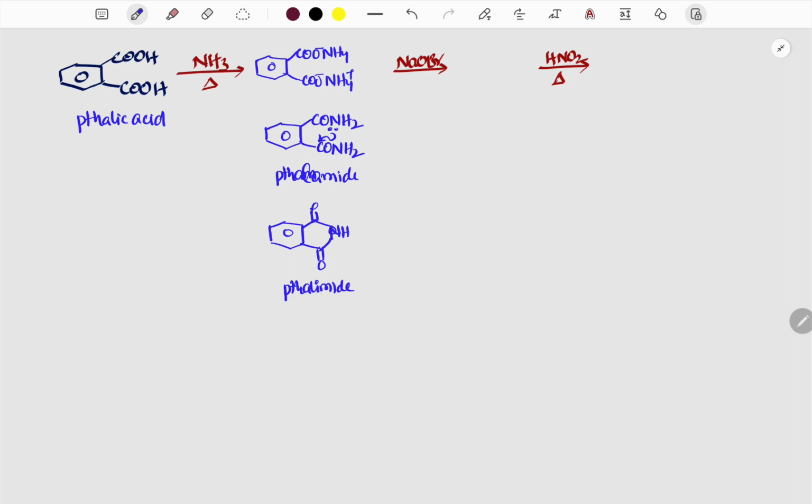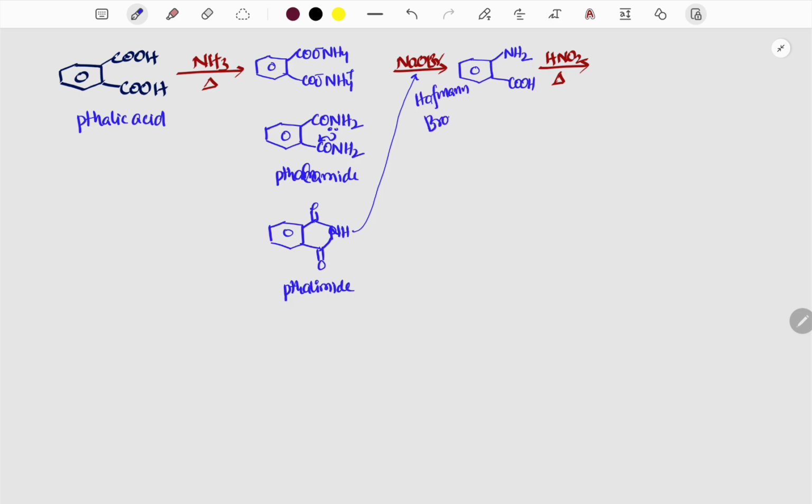So this phthalimide is treated with NaOBr. It is an imide treated with NaOBr, so it is simply the Hofmann bromamide reaction. In the Hofmann bromamide reaction, if I take an imide, the final product is like this.